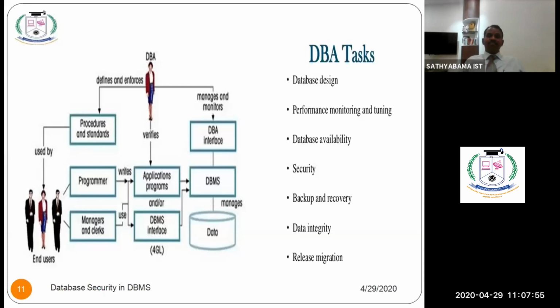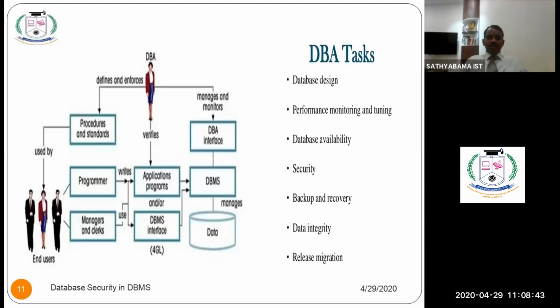If you are a casual end user or parametric end user, for example the manager or a clerk of the bank, you can only use the application program or the DBMS interface. The DBA also manages and monitors the DBA interfaces, that is, how your databases are connected with your application program or the internet. We have different interfaces. For example, in Java we use JDBC as an interface. Every vendor can have their own interfaces for communicating data between your application program and your backend through your DBMS.